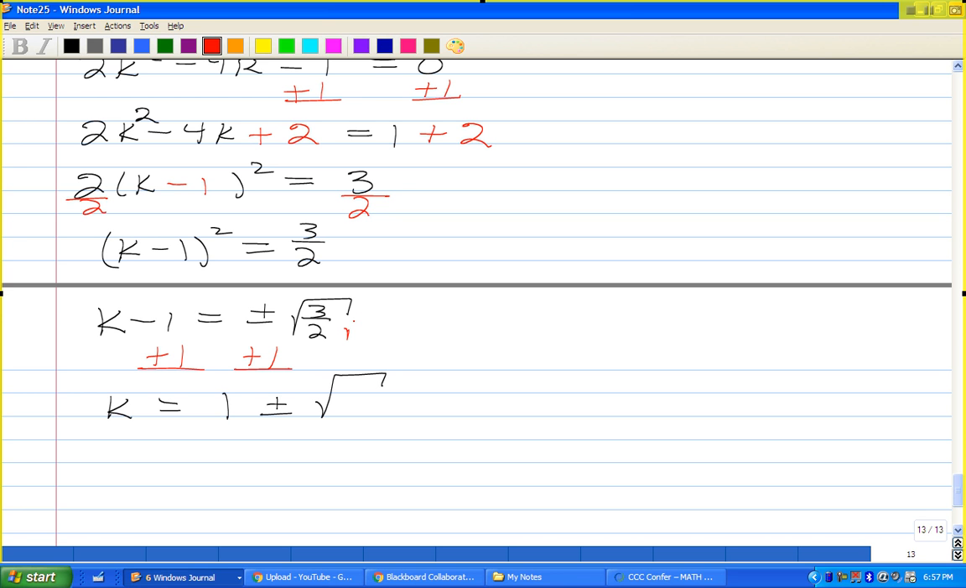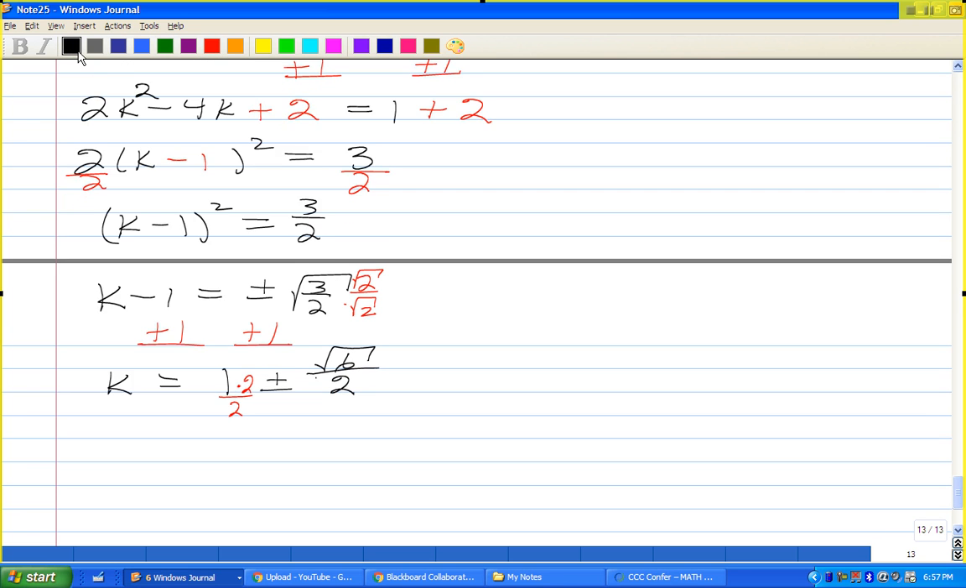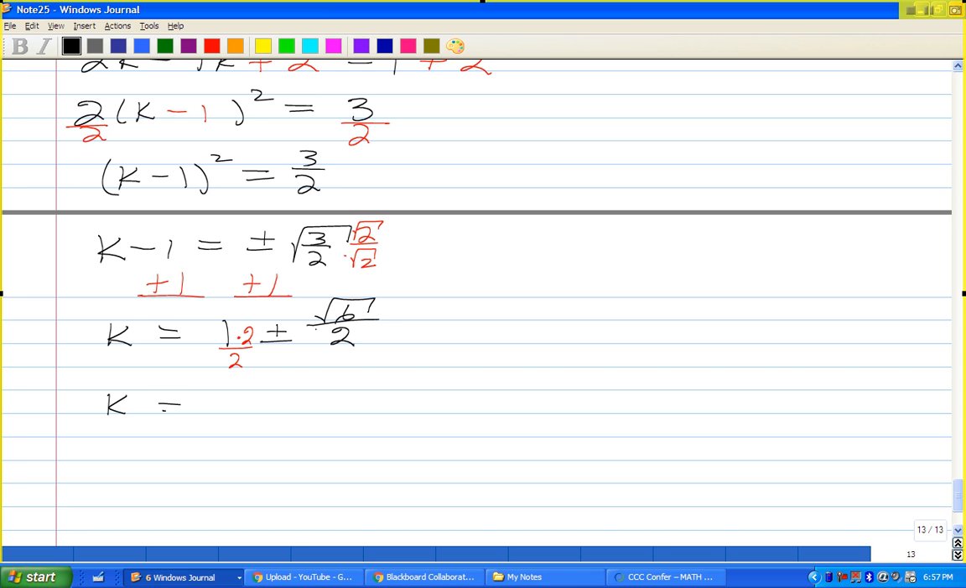Now, I want to rationalize the denominator here. So let me multiply and divide by rad 2. So this becomes rad 2 times rad 3 is rad 6. 2 times 2 is 4. The square root of 4 is 2. So let me get a common denominator. Let me multiply and divide by 2. So I get that k is equal to 1 times 2 is 2 plus or minus rad 6 all over 2. And that is your answer.